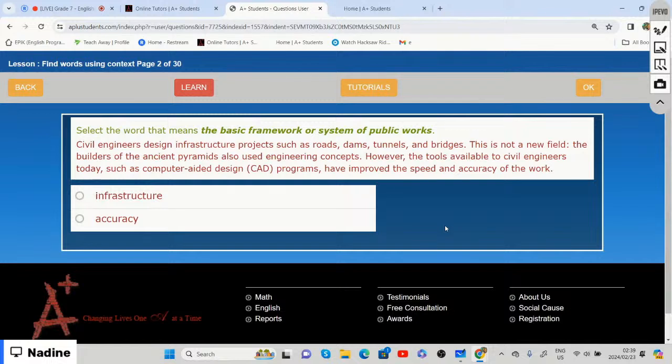So we need to select the word that means the basic framework or system of public works. So we said civil engineers design infrastructure projects such as roads, dams, tunnels, and bridges. And this is not a new field. The builders of the ancient pyramids also used engineering concepts. However, the tools available to civil engineers today, such as computer-aided design programs, have improved the speed and accuracy of the work.